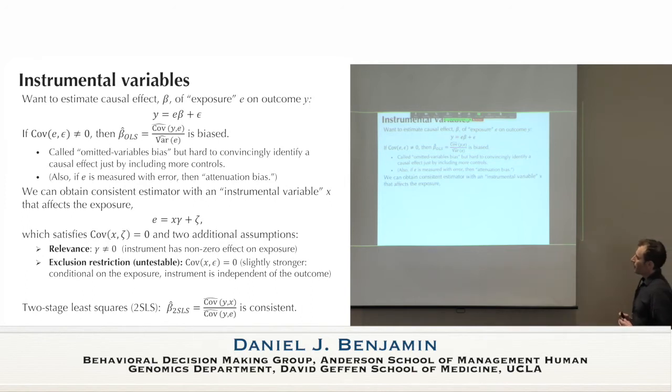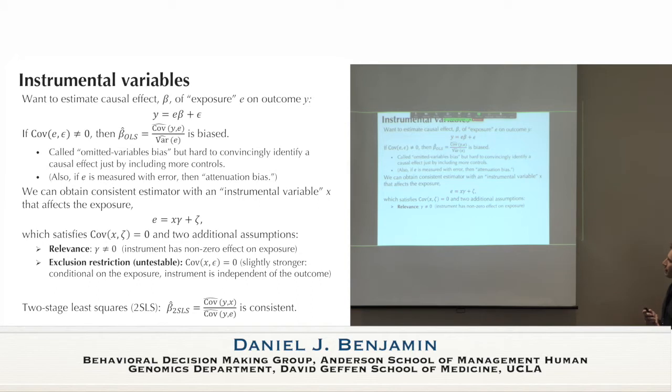So the idea is that we can get a consistent estimator of beta if we bring in another variable, instrumental variable x, that affects the exposure E. So we have another equation that the instrument affects the exposure. And it has to satisfy the usual assumption that the instrument is uncorrelated with the error term in this equation. And then the two additional assumptions, which are really the key assumptions for instrumental variables.